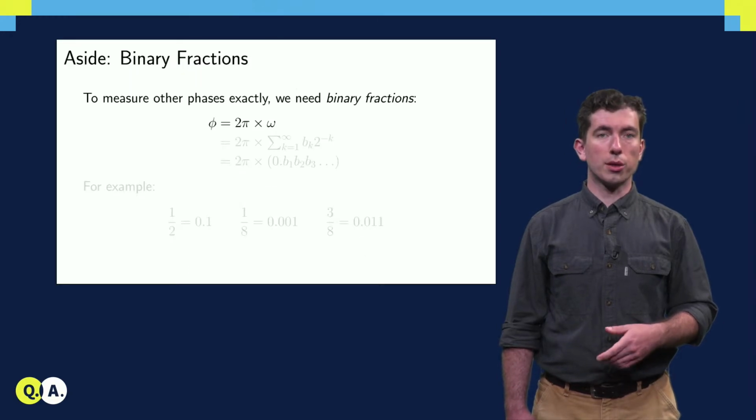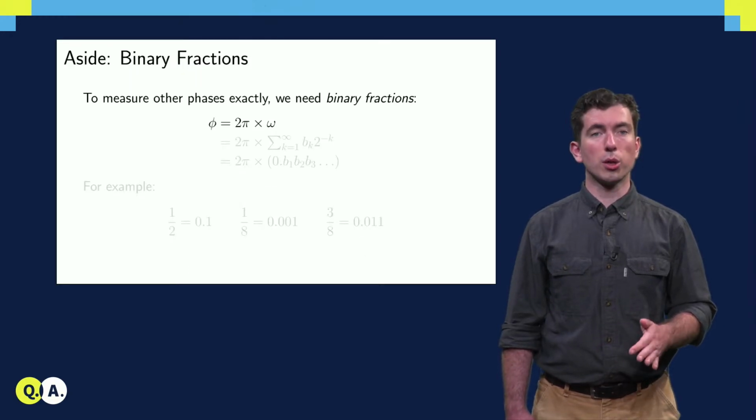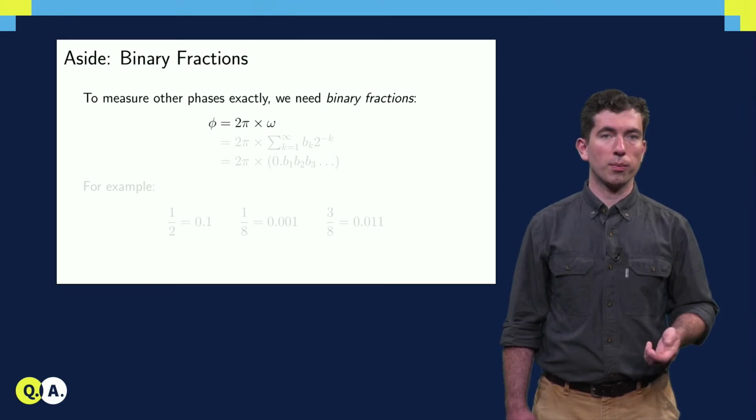To generalize to other smaller angles, we'll need some notation, namely that of binary fractions. Here, we express phi as 2 pi times a number omega, which is between 0 and 1.